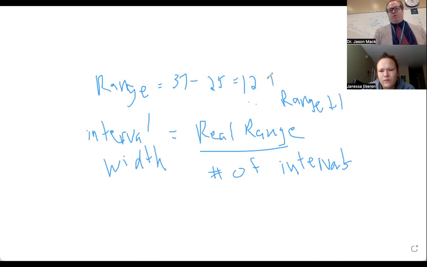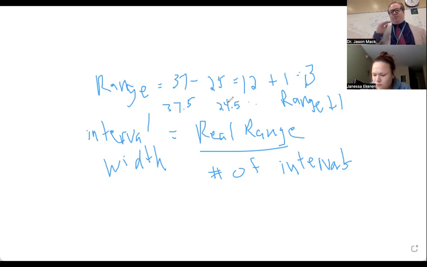So that would be 12 plus 1 is 13. Now, where do we get that from? We're taking 37.5 on the upper boundary and 24.5 on the lower boundary. It's 0.5 above and below the two higher and lower numbers. That's where that comes from. So the interval width, real range is 13. So we plugged it in right here.